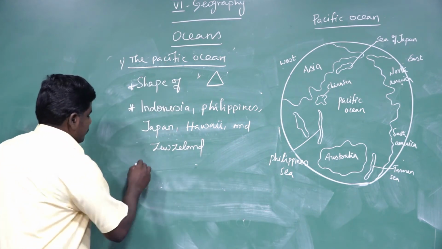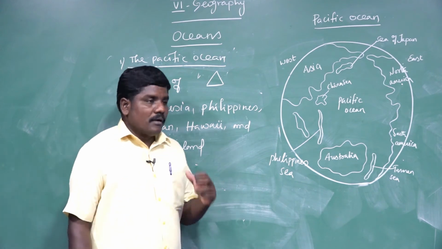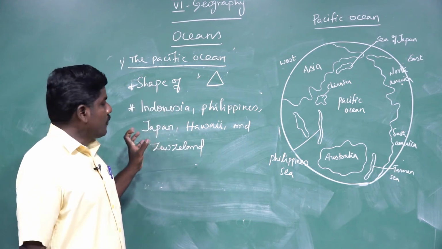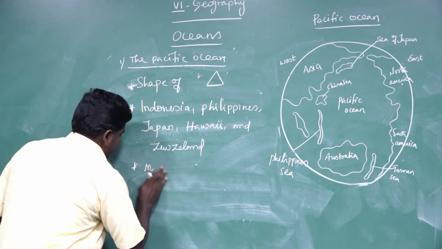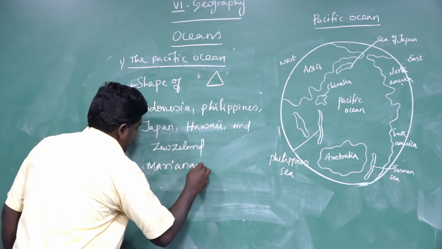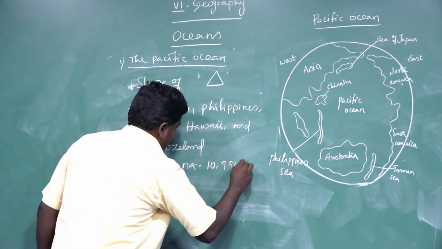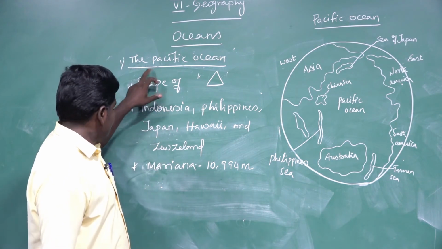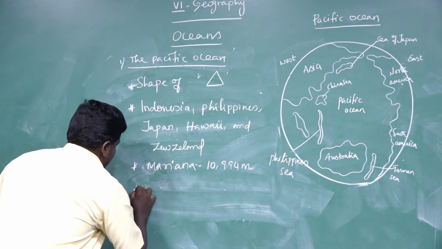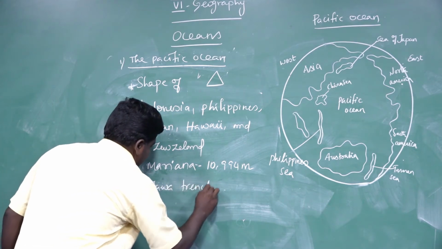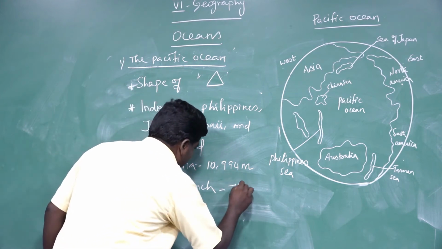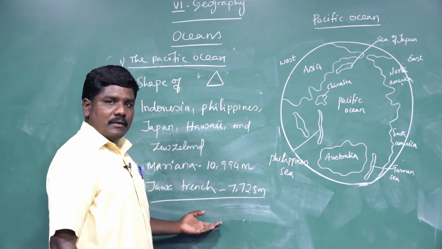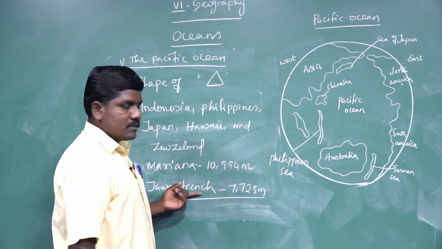Next, the deepest point of the Pacific Ocean is the Mariana Trench. Its depth is 10,994 meters. At the same time, the Java Trench is 7,725 meters deep, which is the deepest point in the Indian Ocean.